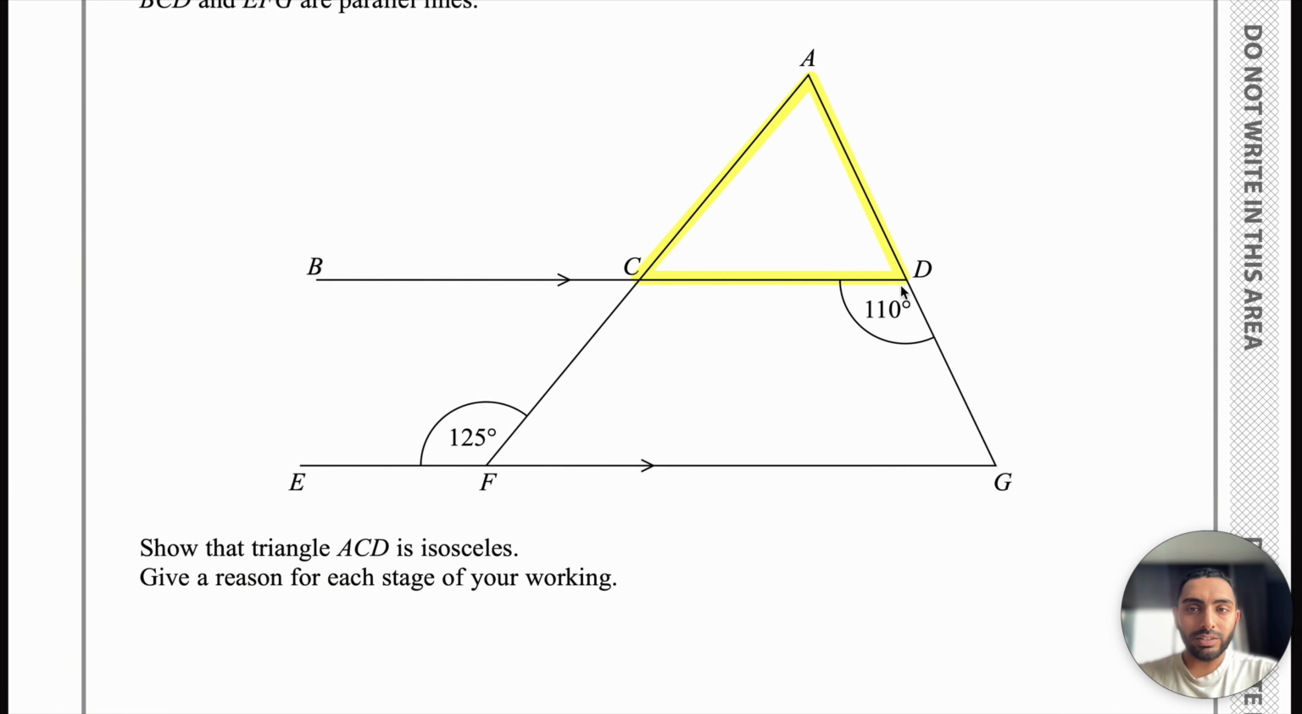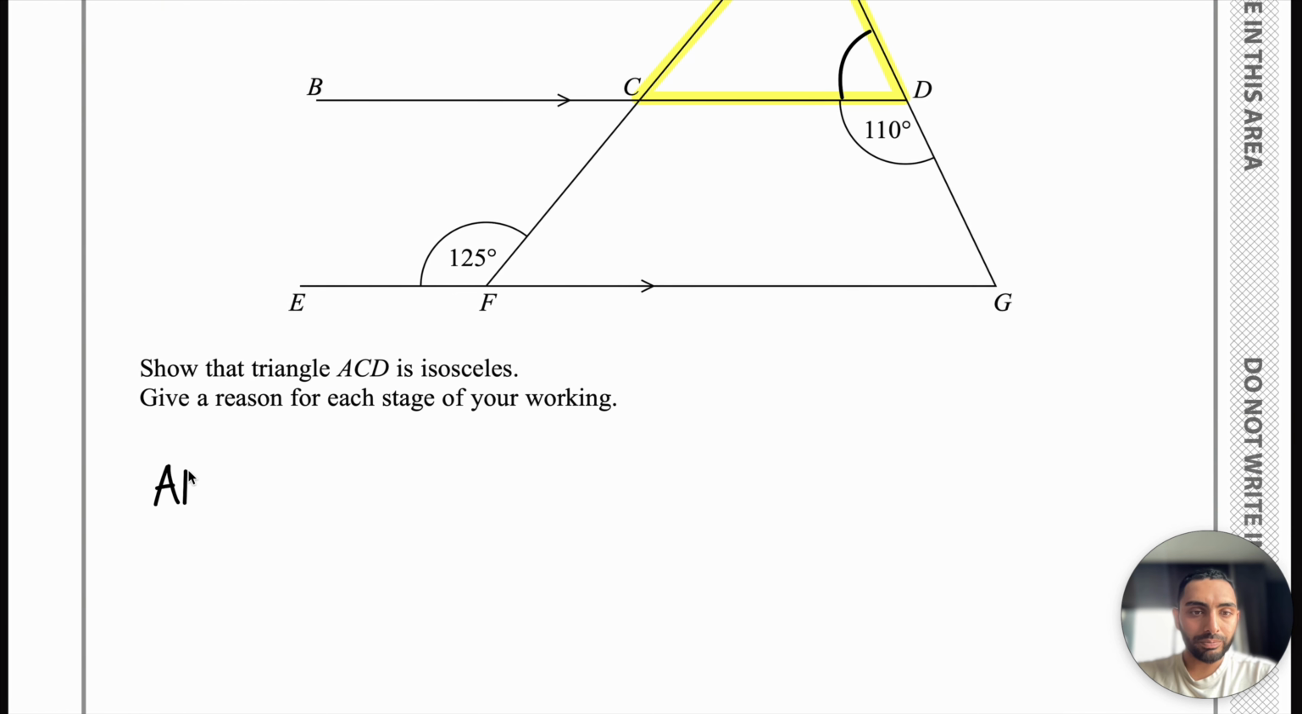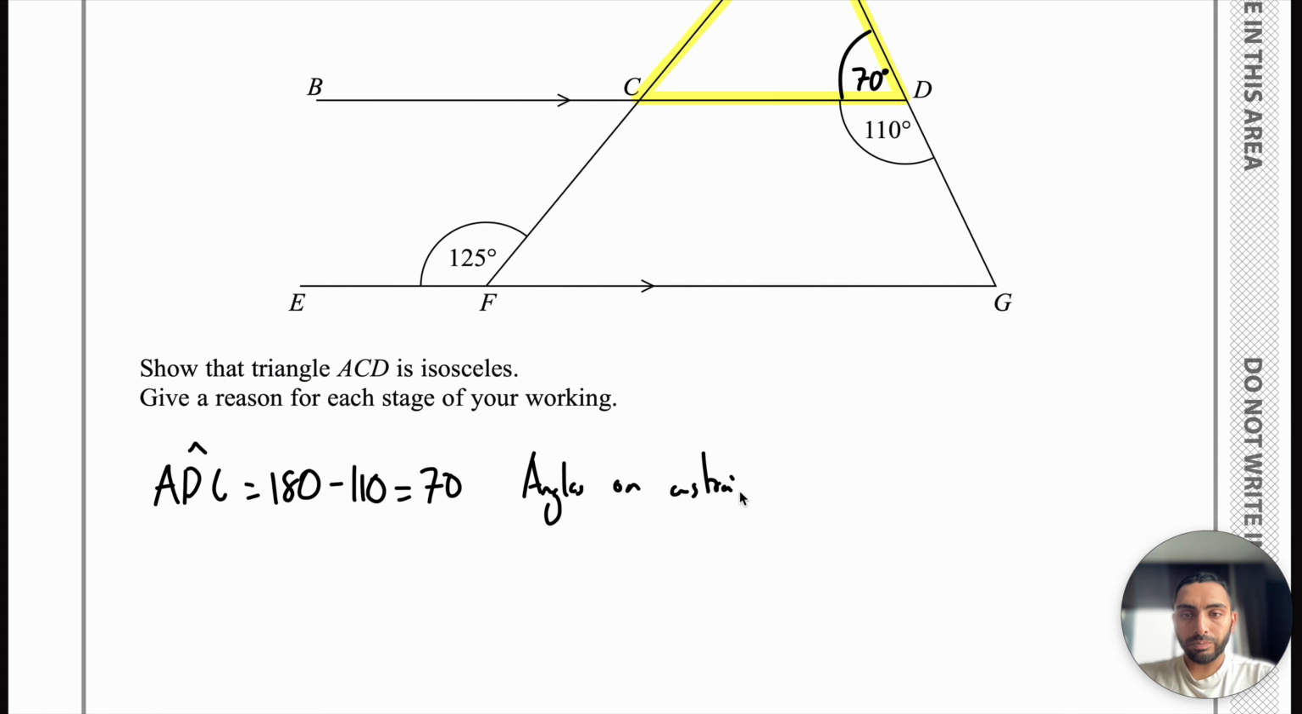Which of these could I find easily? So I can see ADC is a straight line. So I'm going to try and find this angle. Because this is a straight line, both of these angles will add up to 180. So ADC is equal to 180, take away this 110, which is equal to 70. So this angle is 70, and the reason for that was because angles on a straight line add to 180.